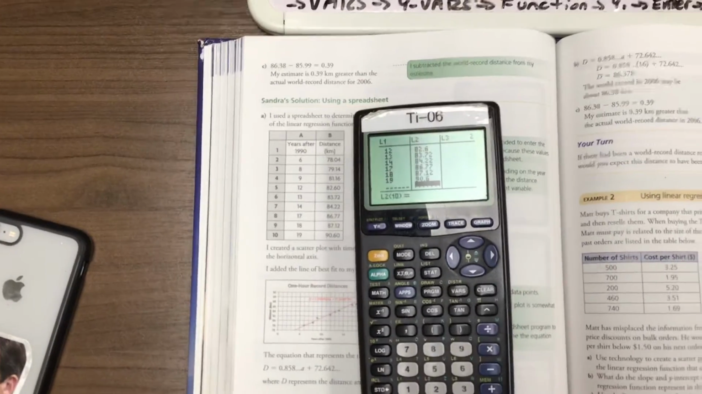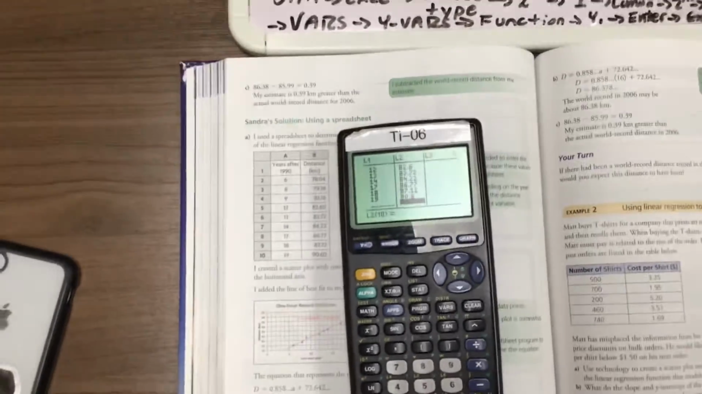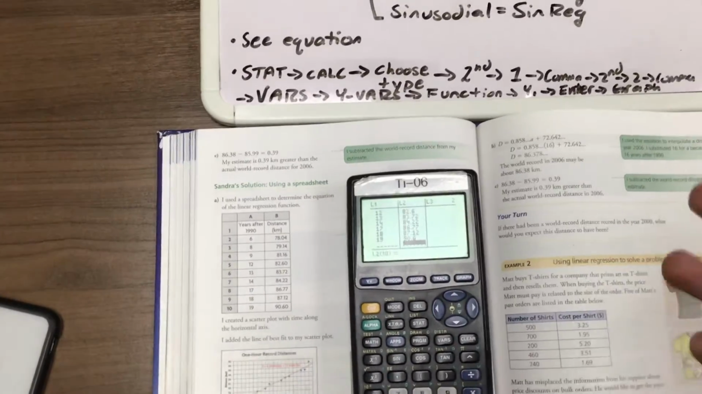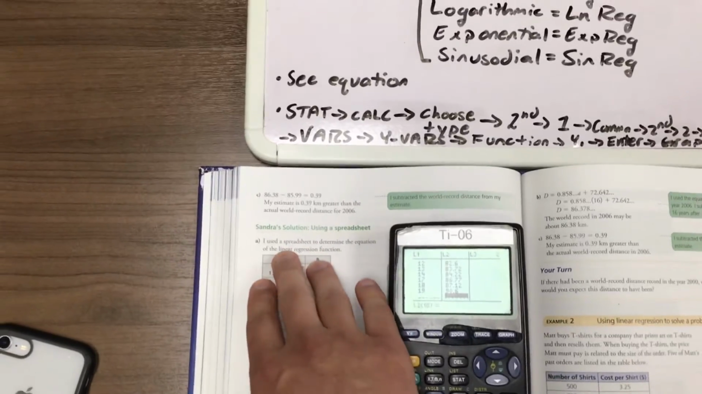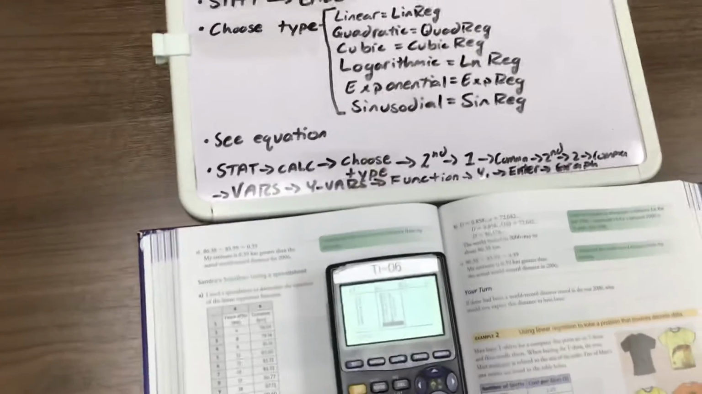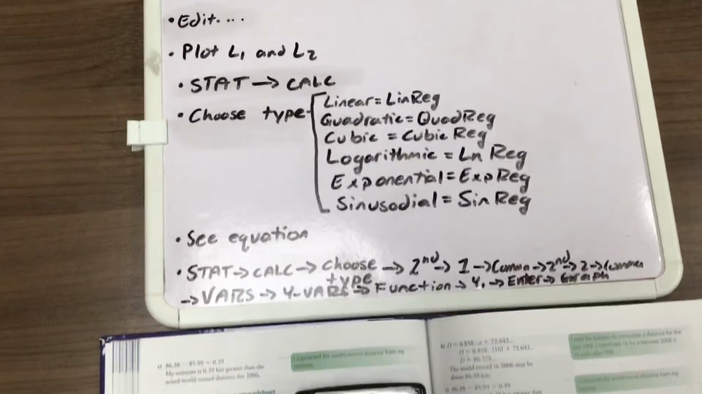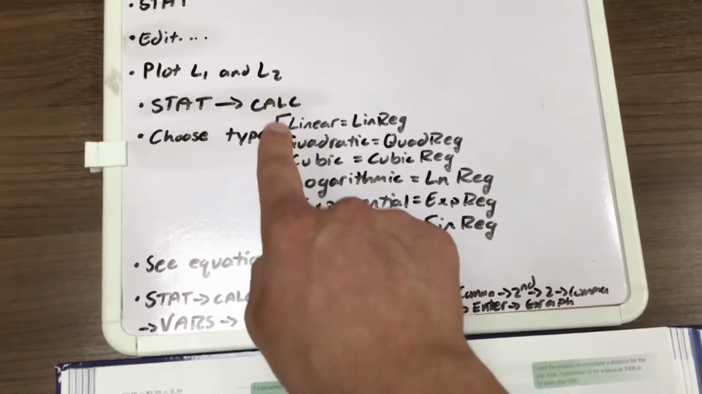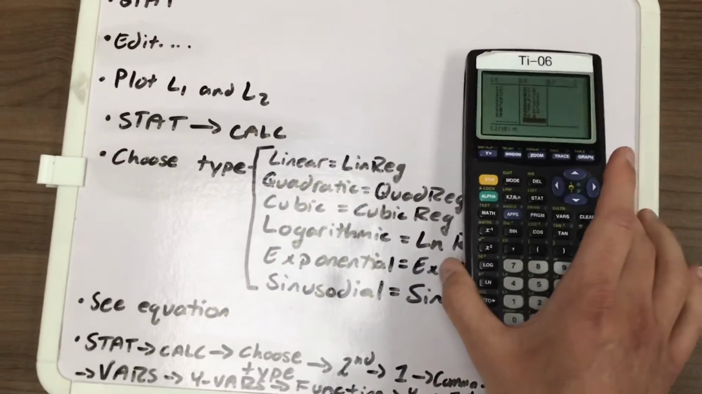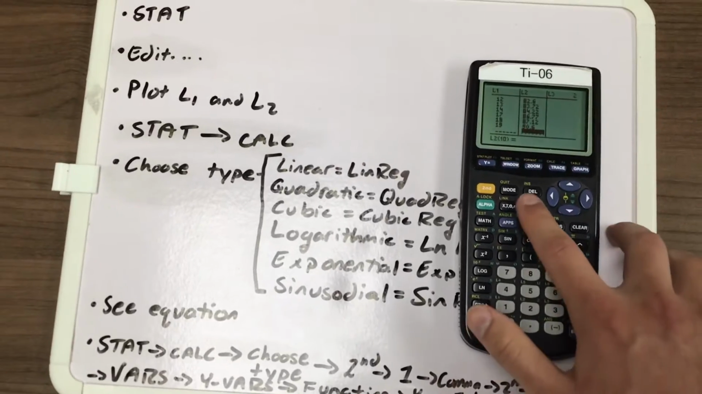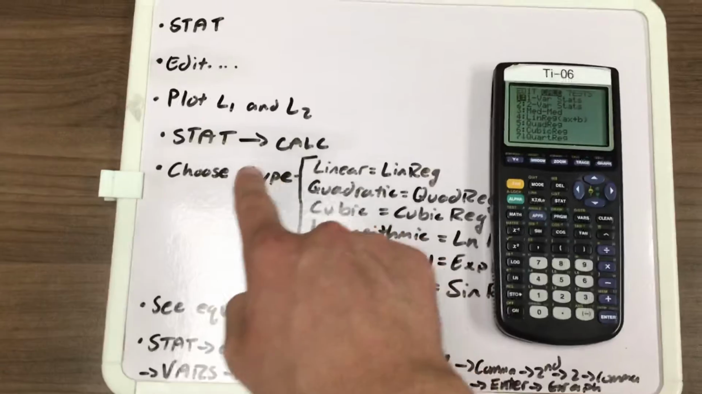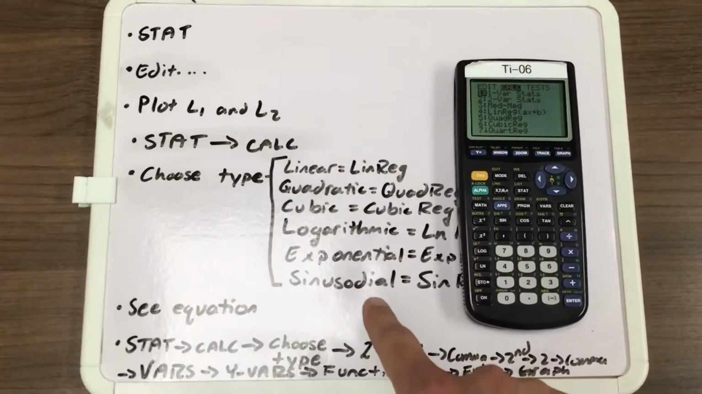The first thing you want to do is find the equation that represents this. Again, in your questions, they're going to usually tell you exactly what type of regression it is, so there's no guessing on that end. Now you're going to press Stat and Calculate. I'm going to press Stat, scroll over to Calc, and now you're going to choose the type of regression it is.